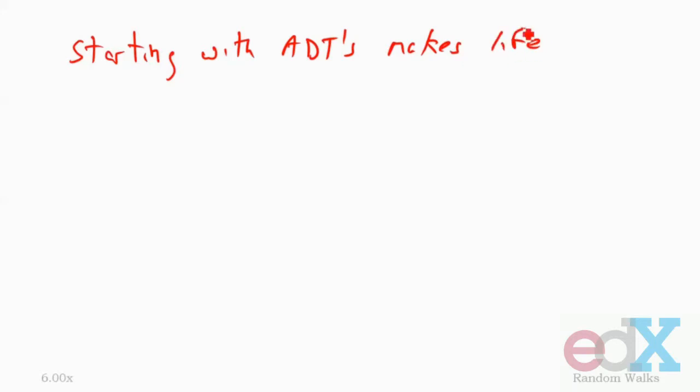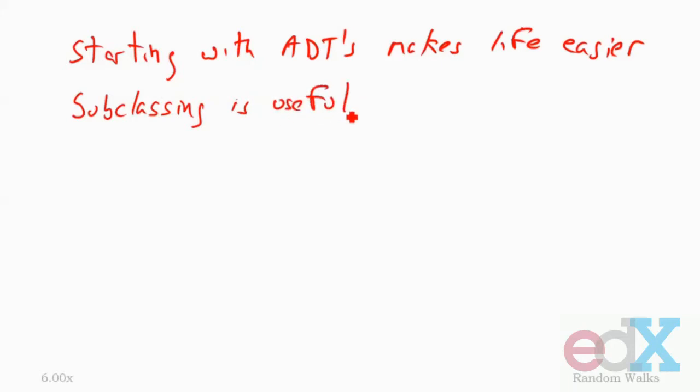Okay, let's wrap up this lecture by thinking about what I want you to carry away from this segment. So the first thing is that starting with abstract data types makes life easier. Because we had locations and drunks and fields, we could, in a very straightforward way, write the simulation itself. We saw that subclassing is useful. Because we started with the abstract class drunk, we could then create several subclasses that would let us explore the behavior of different kinds of drunks.